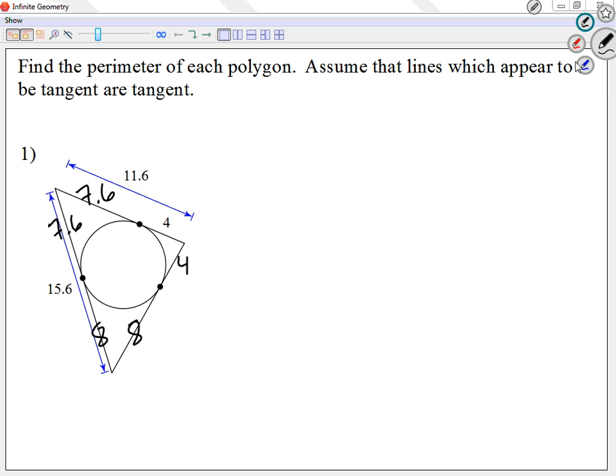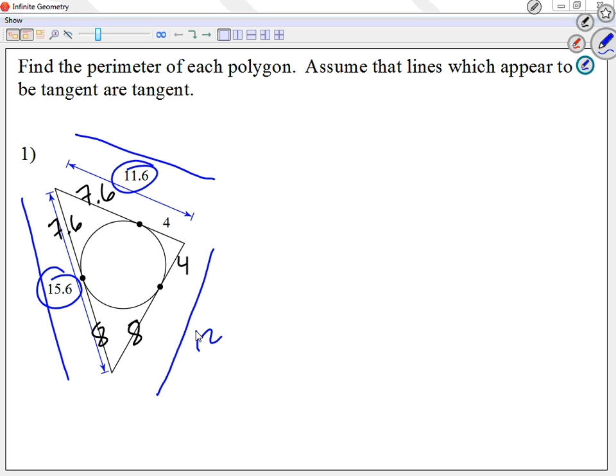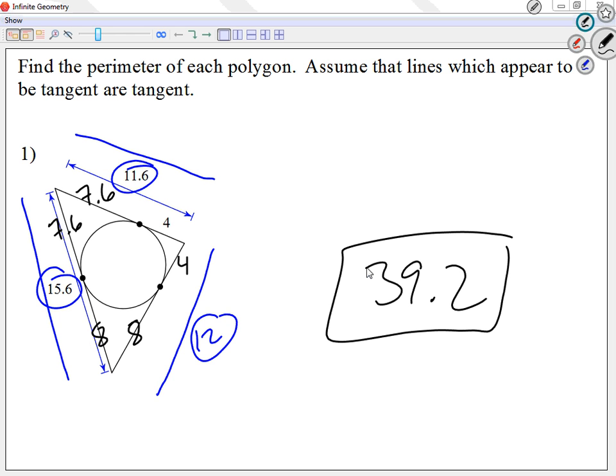So now for the perimeter, when I add this side, I'm going to say 11.6, right? I had the number to begin with. When I look at this other side, I'm going to say the whole thing is 15.6, right? I had the number to begin with. When I add this third side, I'm going to say it's 12, because I added the 8 and 4. So now for perimeter, add all three sides. We get 39.2. Alright guys, so 39.2. Remember, for perimeter, you're adding all the sides.